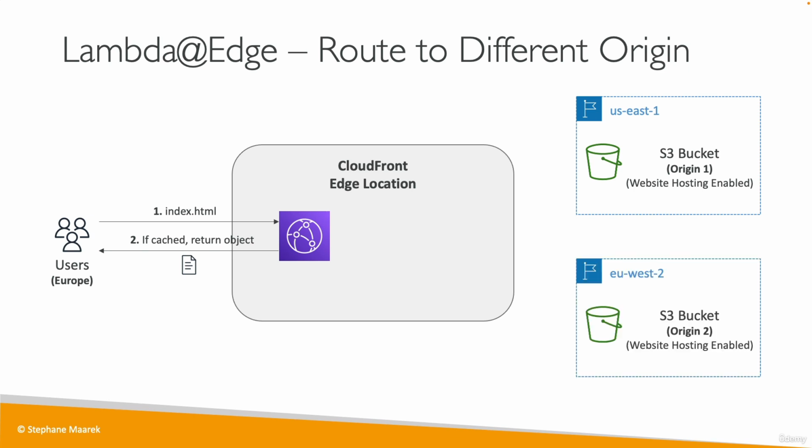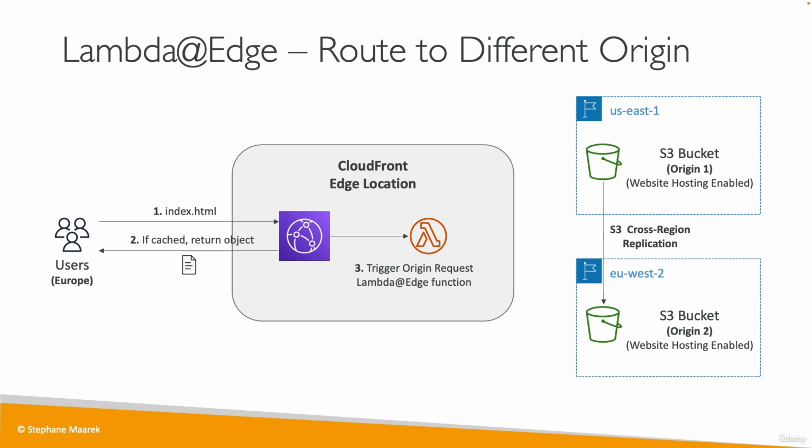So how do we solve for this? Well, we're going to create a second S3 bucket, this time in EU West 2, and we're going to set up S3 cross-region replication across my two buckets. The reason we do so is that all the content of bucket 1 is now in bucket 2, in a region closer to the user.